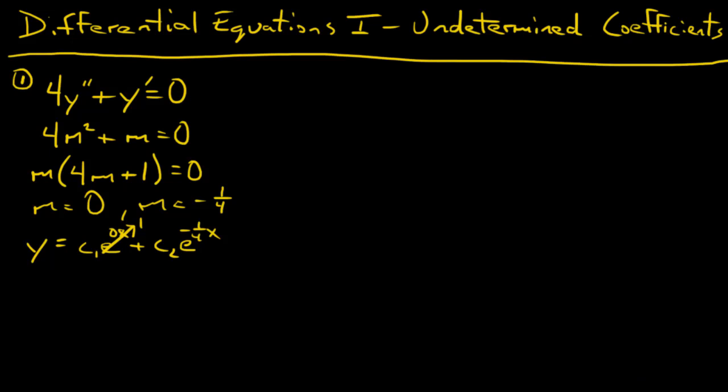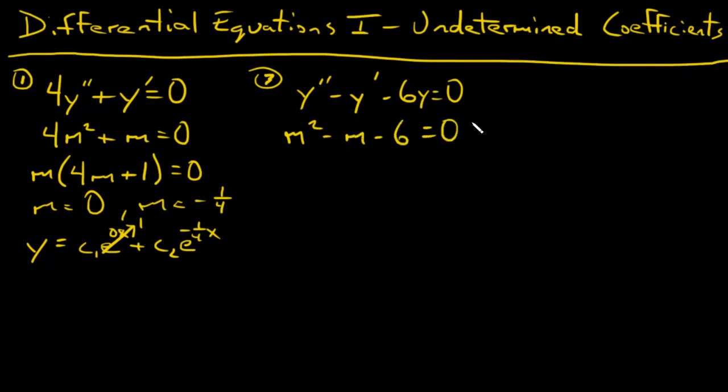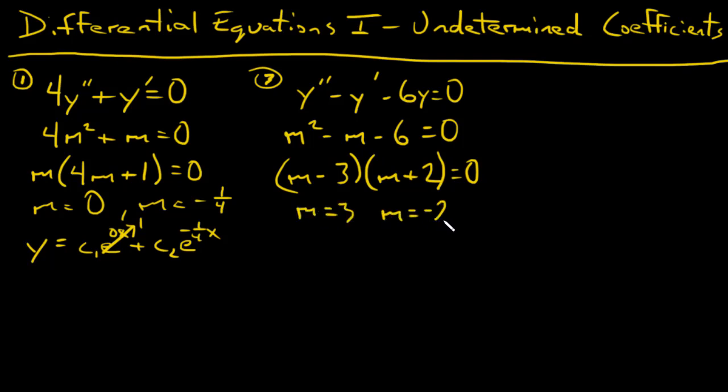Not too bad. How was that? Was that a nice quick solve compared to doing the other methods? Absolutely. So let's knock out number 3 the same way. y double prime minus y prime minus 6y equals 0. So this is going to give me, for the auxiliary, m squared minus m minus 6 equals 0, which means (m minus 3)(m plus 2) equals 0. So I get m equals 3 and m equals negative 2.